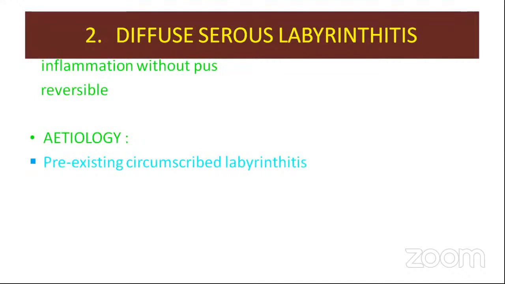So what is diffuse serous labyrinthitis? It is diffuse intralabyrinthine inflammation without pus formation, and it is a reversible condition. So the etiological factors for serous labyrinthitis are a pre-existing circumscribed labyrinthitis or a previous labyrinthine fistula with chronic middle ear suppuration or cholesteatoma, and acute infections of the middle ear cleft, where the inflammation will spread through the annular ligament of the oval window, and it can follow stapedectomy or fenestration operation.